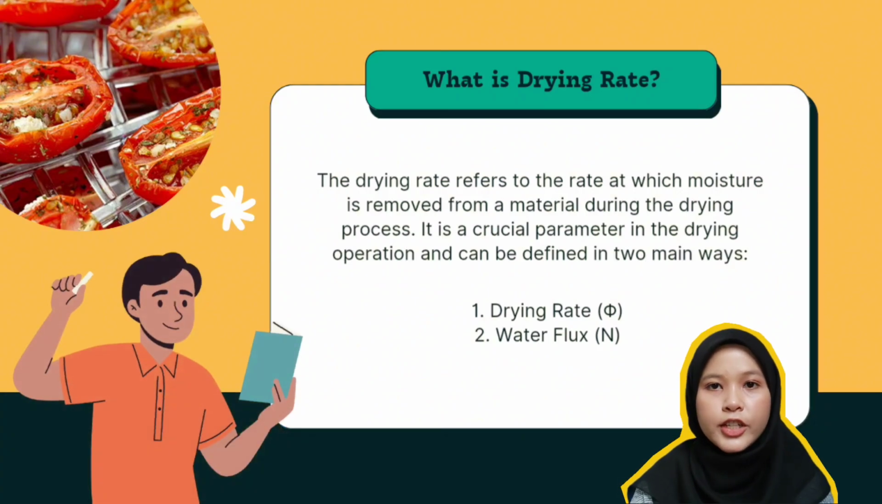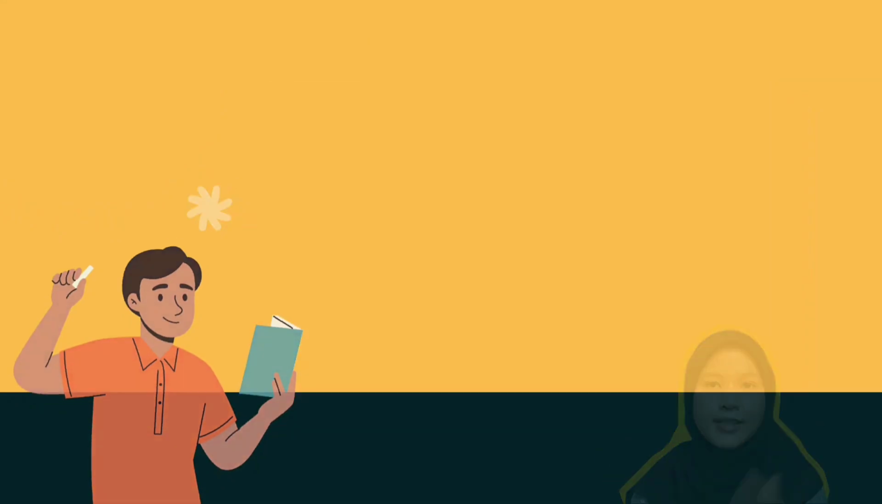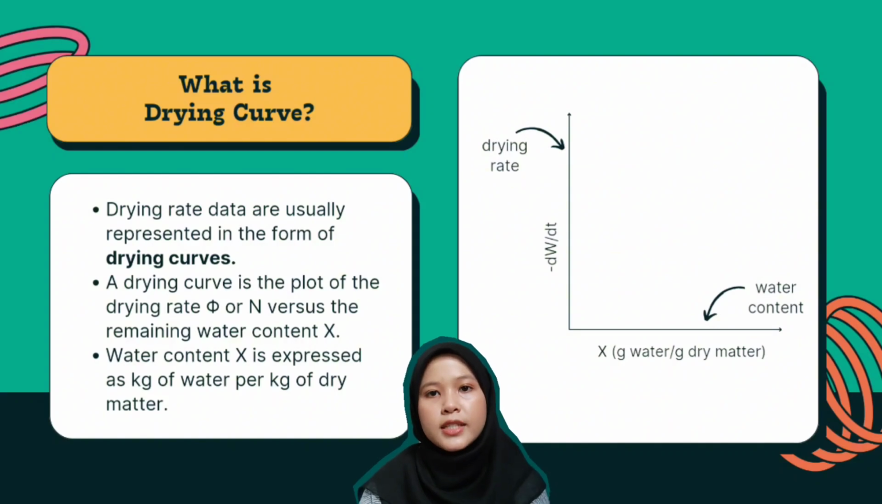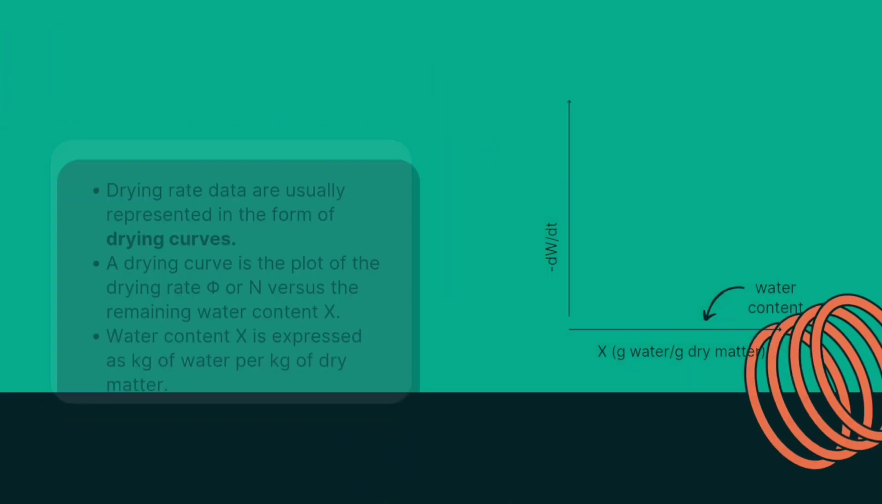Drying rate refers to the rate at which moisture is removed from a material during the drying process. It can be defined in two main ways, which is drying rate and water flux. A drying curve is a graphical representation of the drying rate versus the remaining water content. The water content is expressed in kg of water per kg of dry matter.